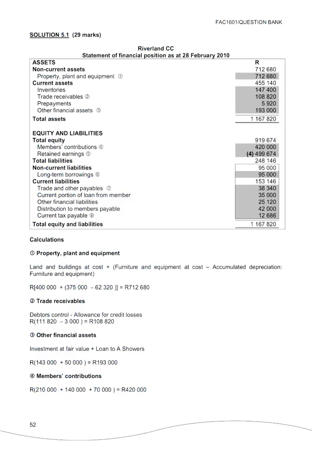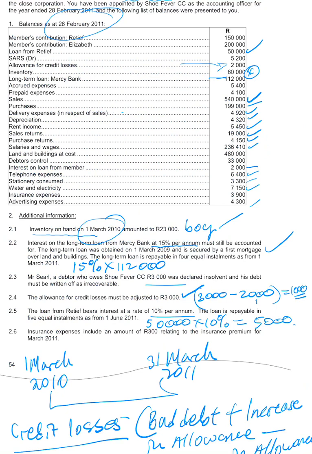Right, then we come to the next one. The insurance expense includes an amount of 300 relating to the insurance premium for March 2011.